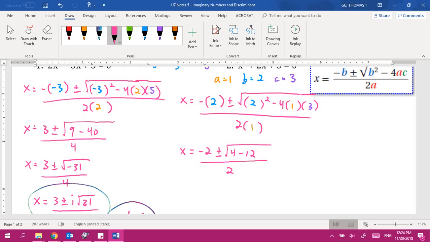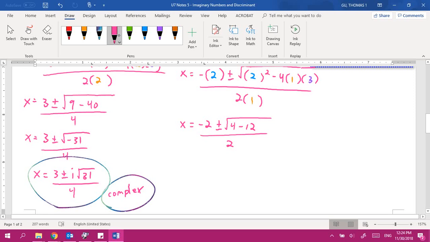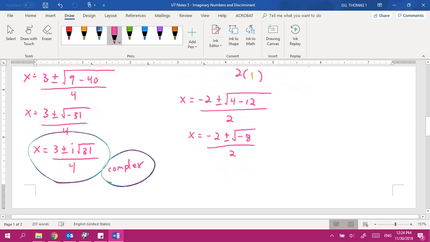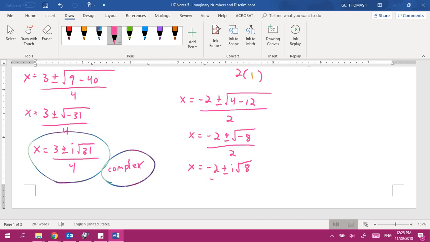What do we got to do after that? Subtract inside the square root, right? So what do we get? What's the whole thing? Over 2, good. And then what? Simplify what? Can't do that yet. Right, we gotta put the imaginary I right there. So what's my next step gonna say? X equals negative 2 plus or minus I square root of 8 over 2. Very good.